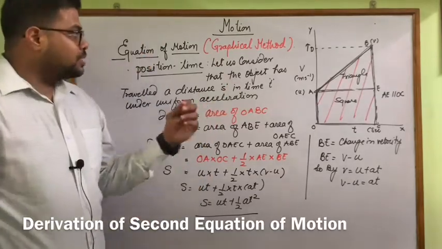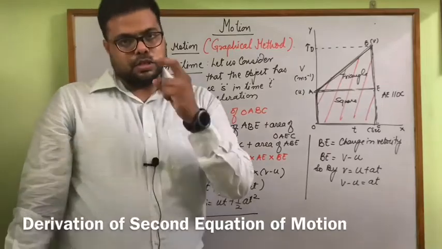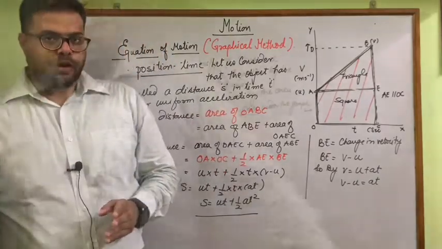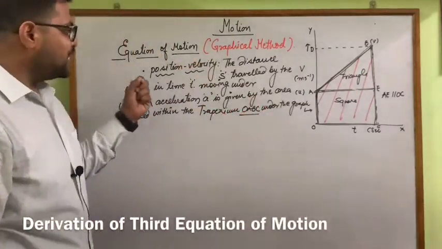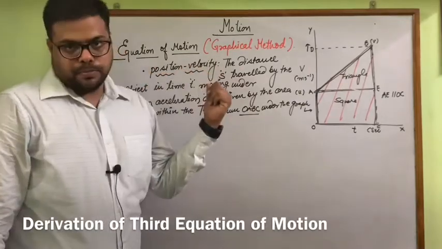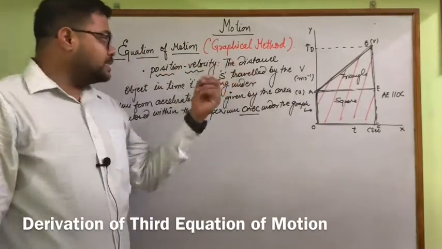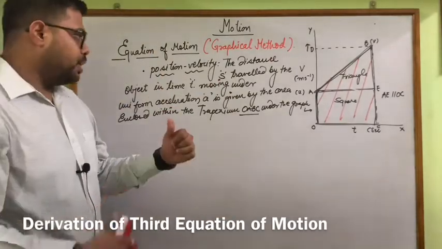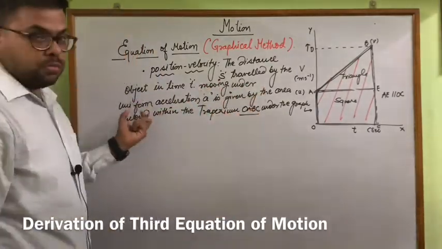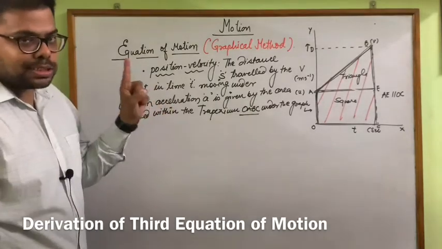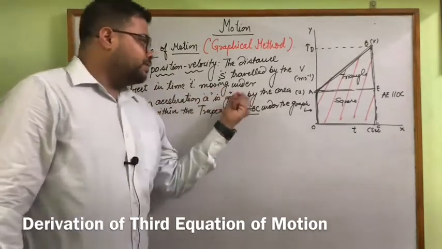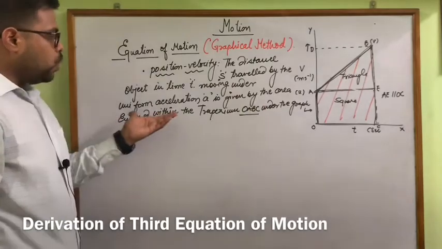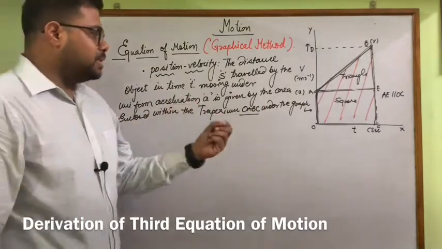Next, we are going to derive the third relation, between position and velocity. Now we reach the last relation, position and velocity. The distance traveled by the object in time t, moving under uniform acceleration, remember, is given by the area enclosed within the trapezium OABC under the graph.